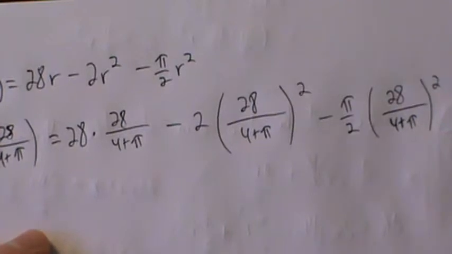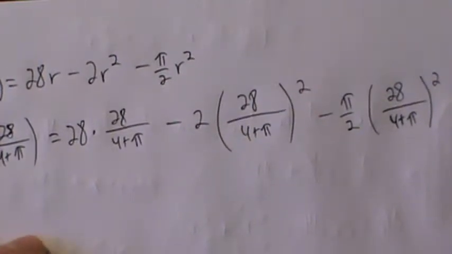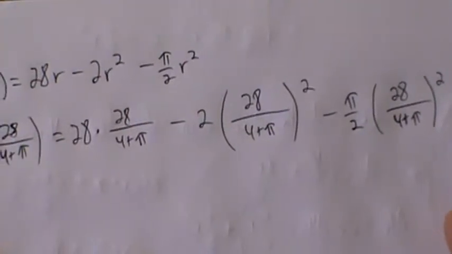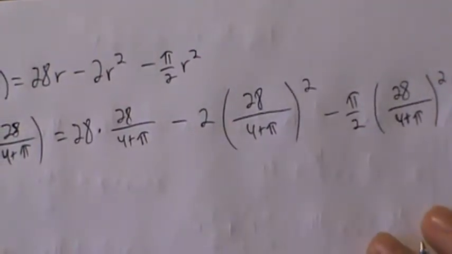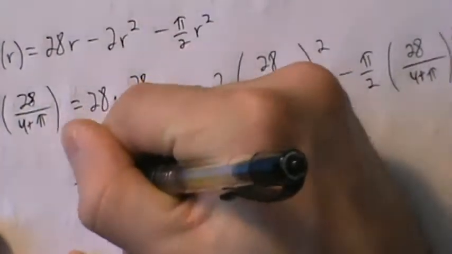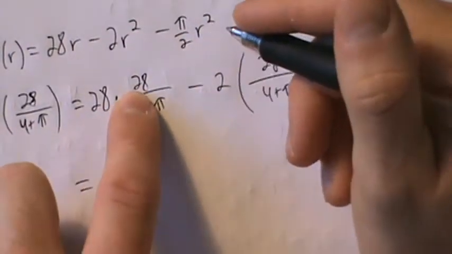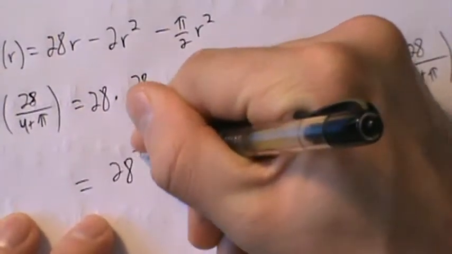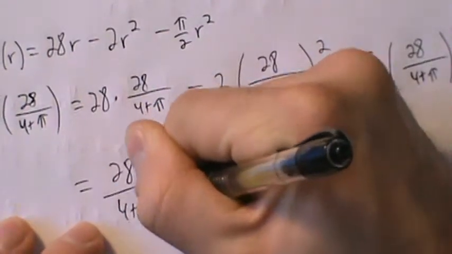And that's pretty much it for the video. But if you have to simplify, or if you want to know how to simplify this, we're going to continue on with that. But if not, then that's pretty much it for this video. But anyway, let's continue on with this. So 28 times 28, that's going to be 28 squared. And then on the bottom we have 4 plus pi still.